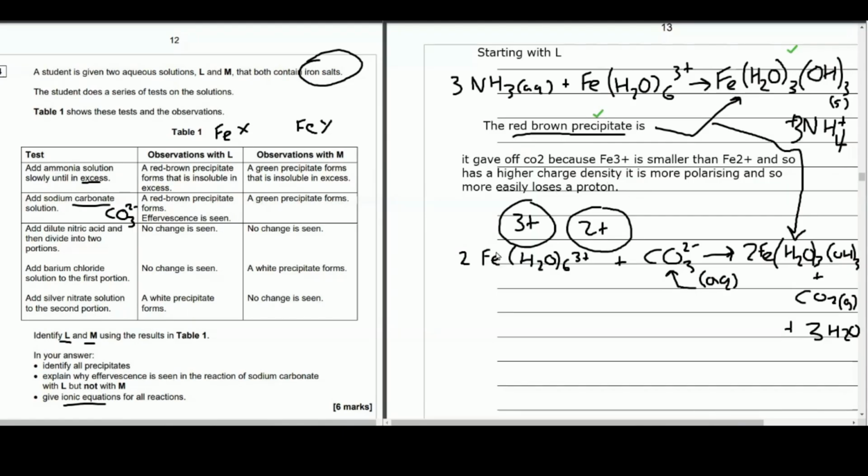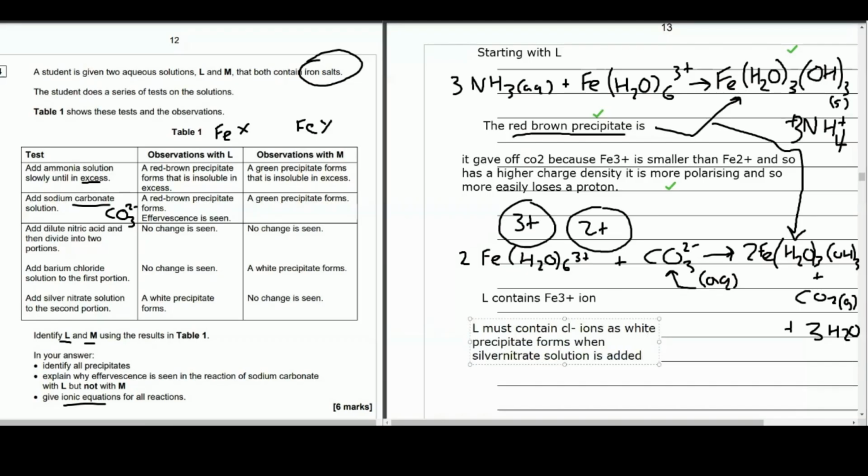Okay. Right, moving on. We've now got the third bit. So we know that L contains the 3 plus ion, and that was identified by its reaction with the carbonate, but also from the red-brown precipitate it forms. Now, it had no change with the nitric acid and no change with barium chloride, which is normally the test for sulfate ions. So we're not dealing with iron 3 sulfate, but it does give a white precipitate with silver nitrate.